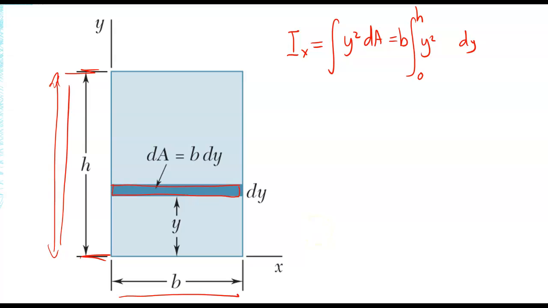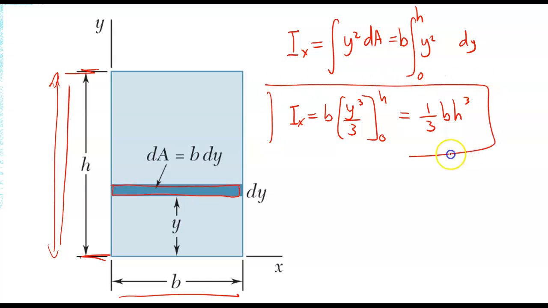So with that being said, we're ready to go. Ix is going to be b times y cubed over 3, with our limits of 0 up to h, and therefore when we plug in, we're going to have one third b h cubed. And there you go, that's our second moment of area of this rectangle.